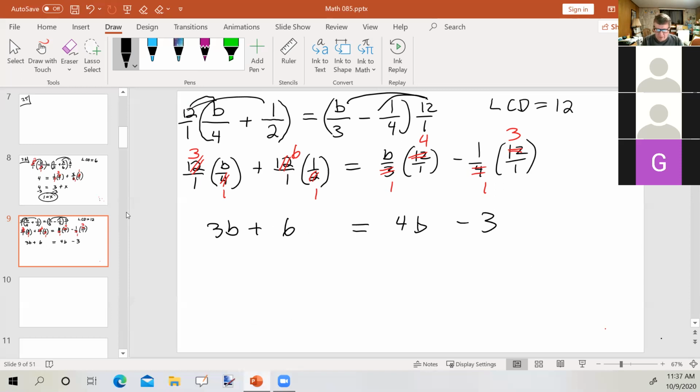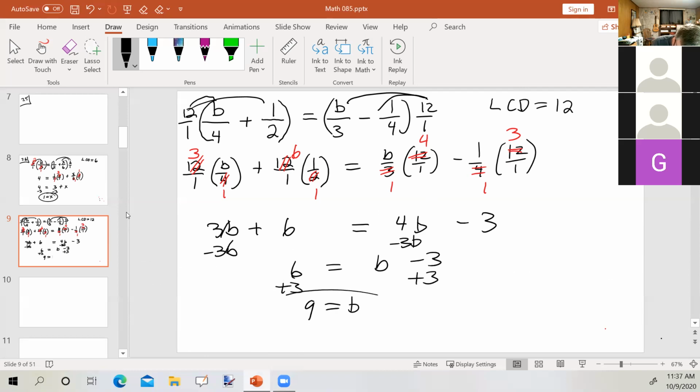Yes. Okay, so now I have an equation with no fractions. I'm going to solve for b. I'm going to solve for b on the right side. So I'll subtract 3b from both sides. 6 equals b minus 3. I'll add 3 to both sides, and 9 equals b, or b equals 9. Again, any questions? All right.